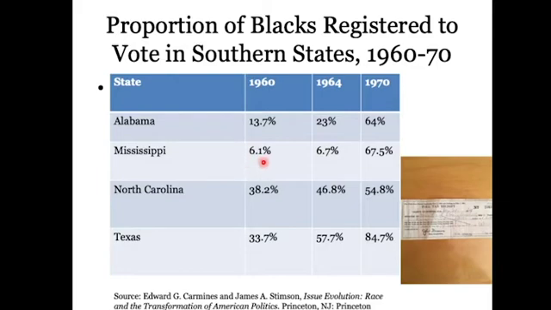What did the Voting Rights Act do? It sent federal examiners down to the South, and these federal examiners could actually look at the practices and make sure that things like literacy tests and other voter suppression tactics were not taking place.